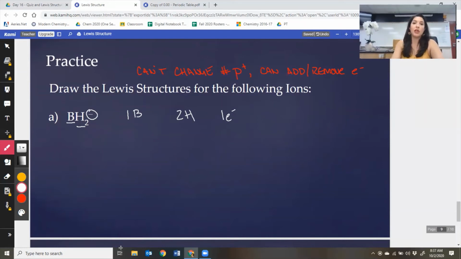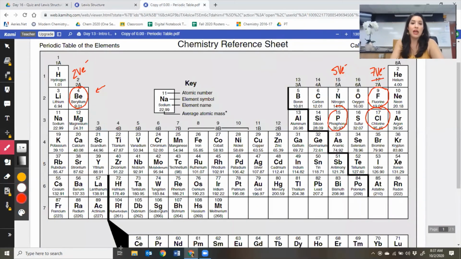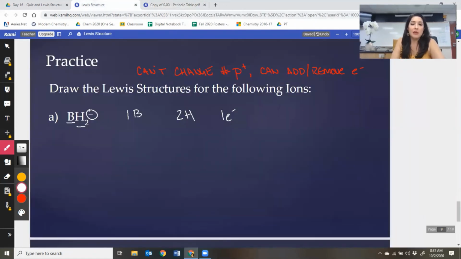So let's figure out the number of valence electrons. We have boron here with 3 valence electrons, hydrogen here with 1 valence electron. I will place boron in the center because remember, hydrogen is always placed around the outside. And I'll just put my 2 hydrogens there.